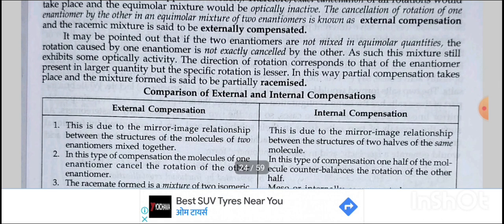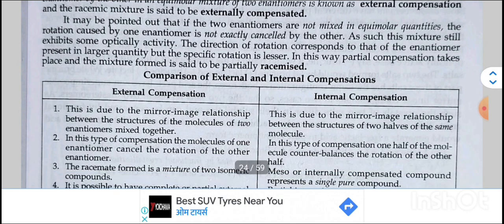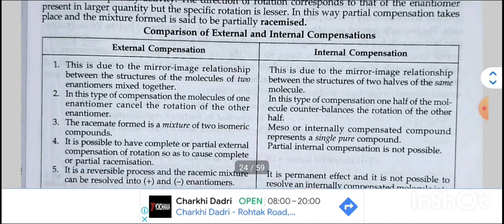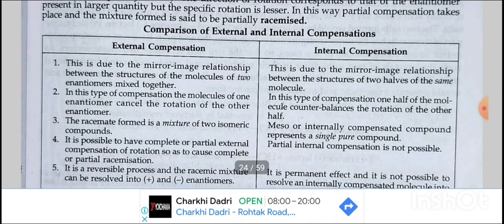It may be pointed out that if the two enantiomers are not mixed in equimolar quantities, the rotation caused by one enantiomer is not exactly cancelled by the other. As such, this mixture still exhibits some optical activity. The direction of rotation corresponds to that of the enantiomer present in larger quantity, but the specific rotation is lesser. In this way, partial compensation takes place and the mixture formed is said to be partially racemized.